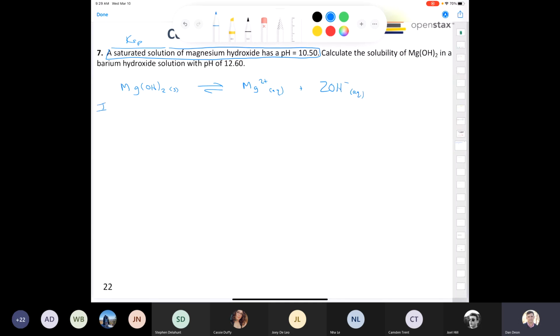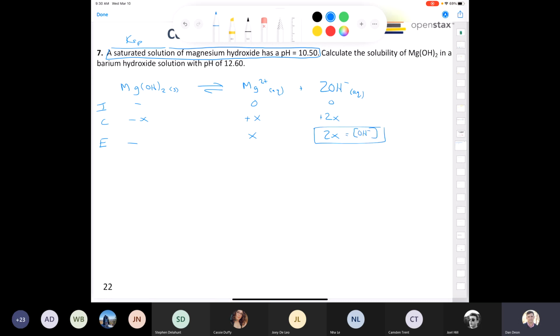Now, initially, you start out with some magnesium hydroxide. We don't worry about the concentration because it's solid. It doesn't have a concentration. We don't have any of these ions initially, but we know that some of that is going to dissociate. We're going to form some magnesium ions, but we're going to form twice the amount of hydroxide ions. Again, we ignore the concentration of our magnesium hydroxide, but at equilibrium, when KSP is achieved, the saturated solution, we have X for a concentration of magnesium, and we have 2X for our concentration of hydroxide.